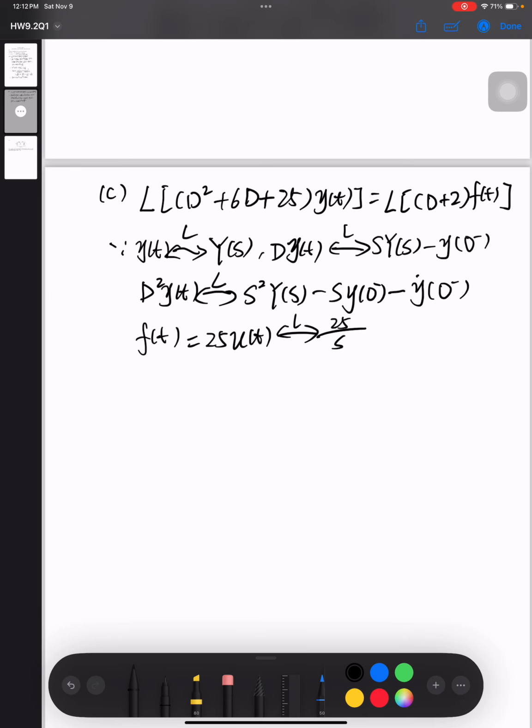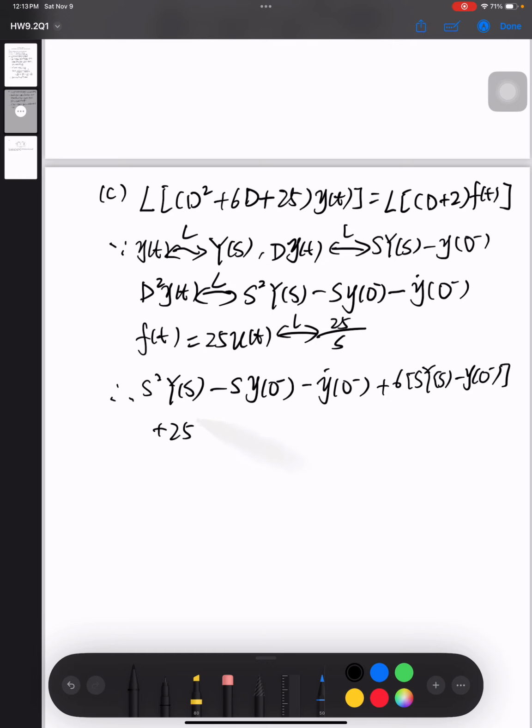So we can write s squared Y(s) minus s y(0) minus the derivative y'(0), plus 6 times sY(s) minus y(0). That's here. And plus 25 Y(s) equals s times 25 over s minus f(0) plus 50 over s.